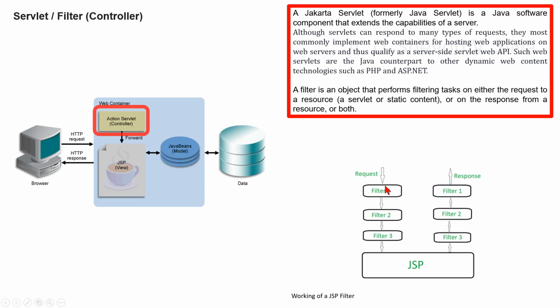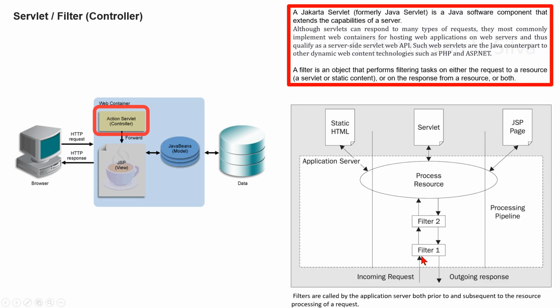Here the request is connected to filter 1, filter 1 is connected to filter 2, filter 2 is connected to filter 3, and filter 3 is connected to JSP. Then JSP is connected back to filter 3, filter 3 to filter 2, filter 2 to filter 1, and filter 1 provides the response.